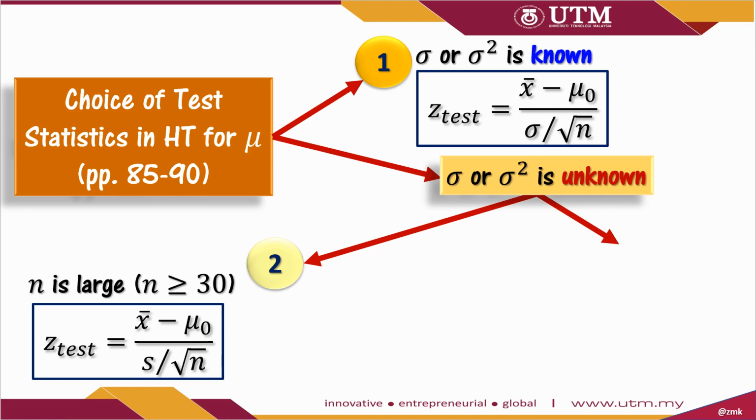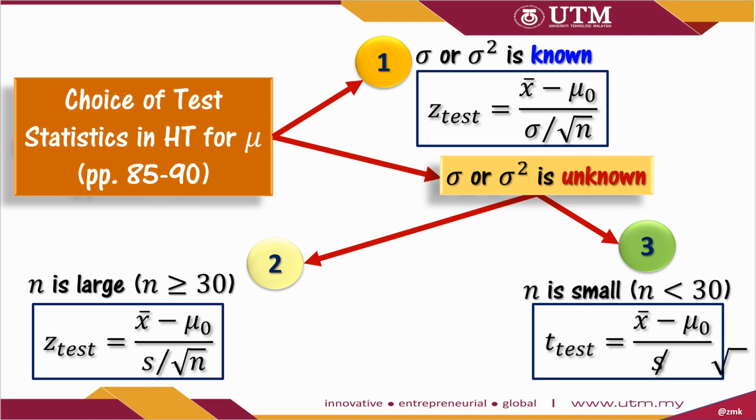used to replace or estimate the unknown population standard deviation sigma. We have the third case, or the last case, when sigma or sigma squared is unknown and the sample size n is small. In this last case, we cannot use a z-test anymore, but instead, we should use a t-test statistic or simply a t-test defined as x bar minus mu naught, which is the value of mu stated under H naught, all divided by s over the square root of the sample size n. Again, we use an estimate for sigma, which is unknown, by s, which is the sample standard deviation.